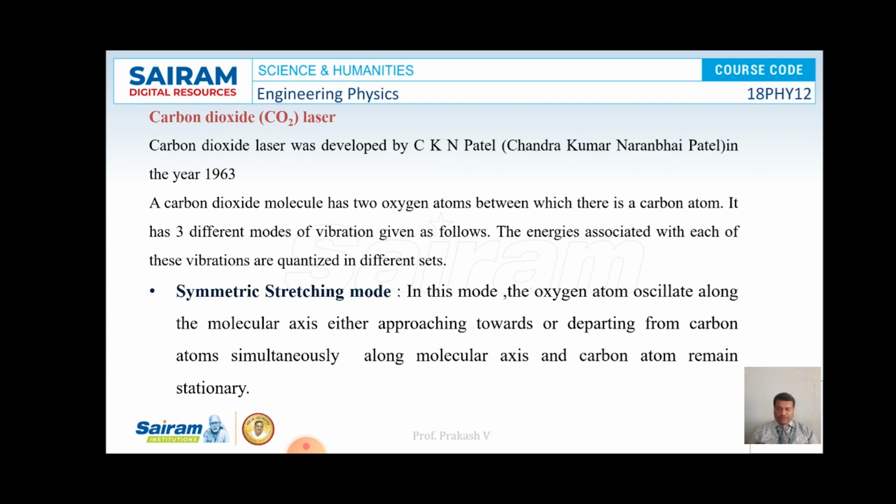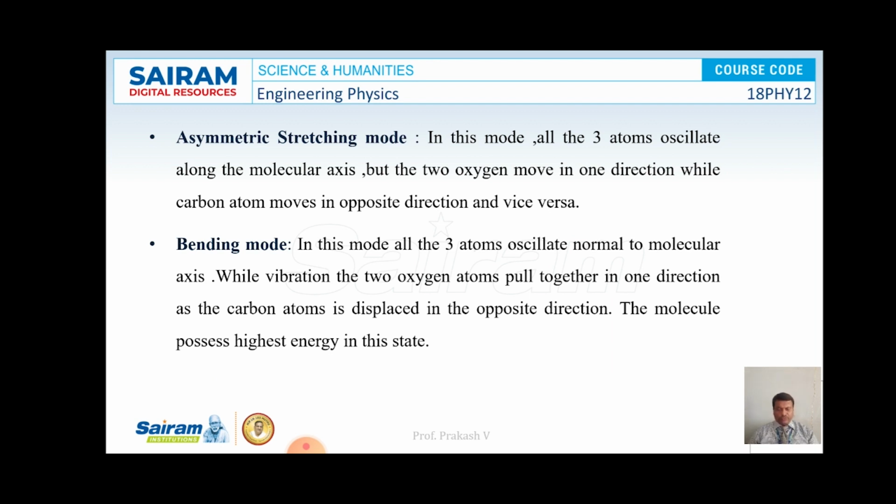So there are three different modes. One is symmetric stretching mode. In this mode, the carbon atom is stationary and the oxygen atoms oscillate simultaneously along the molecular axis. That is going to be shown in picture in the next slide. The second one is asymmetric stretching mode. In this mode, both oxygen atoms move in one direction while the carbon atom moves in the opposite direction, that is, along the molecular axis.